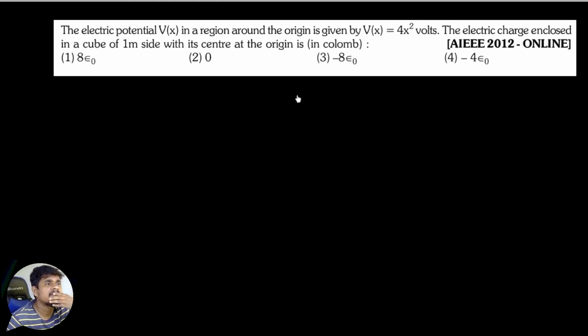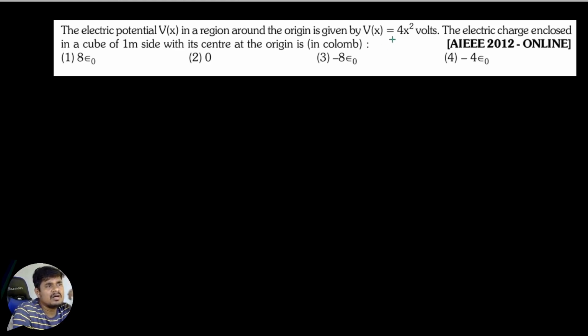So we have to calculate the electric charge enclosed in a cube of 1 meter side, and it is said that the electric potential in a region around the origin is given by V equals 4x squared. So electric potential is given, we have to calculate the total charge.